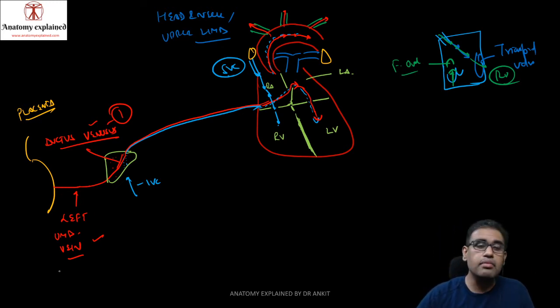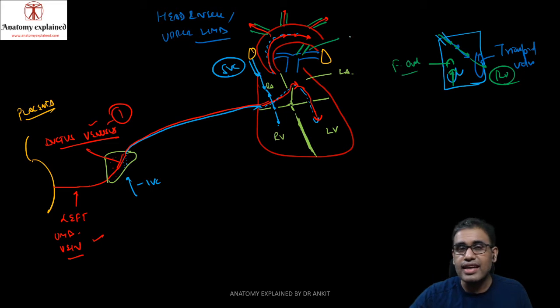It's going to be higher up, and we have one more bypass structure over here, which is connecting the origin of the left pulmonary artery. I repeat again, the origin of the left pulmonary artery to the underneath of the arch of aorta. You're connecting two arteries, so that is known as a ductus arteriosus. This is known as the ductus arteriosus.